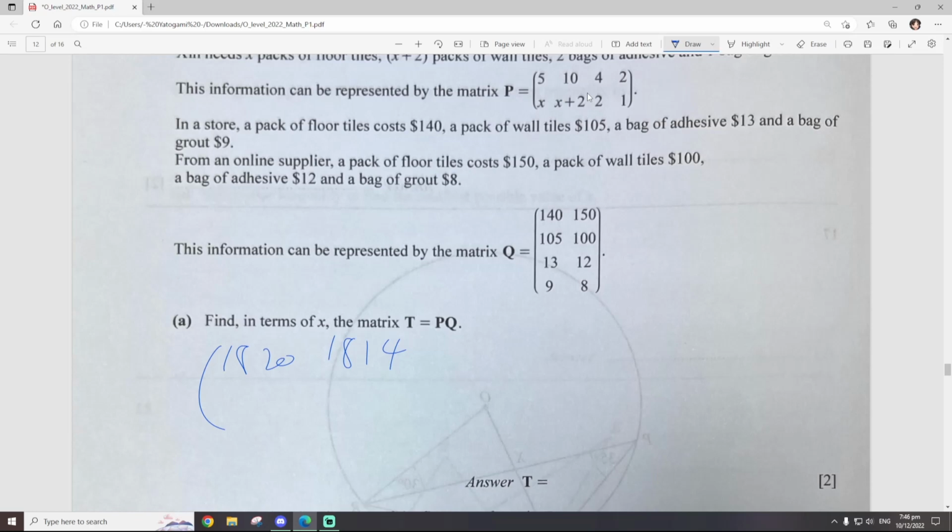So 140x, 105x. So that's 245x. Then you get the plus 2 for 105, so 210 plus 26 plus 9, so that is 245. So that is actually quite interesting. 245 and 245 again. Let me move this over here. And for the last one, 150x, 100x plus 2. So you get 250x plus 200. 2 times 12 plus 8, which is 32. So you get 250x plus 232. Okay.